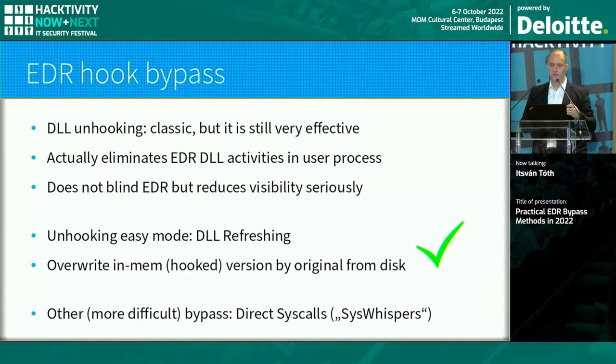Overwrite the in-memory hooked version with the original disk version. So if ntdll.dll is hooked, you have to do very easy stuff. Just read the ntdll from the disk. This is the original version. This is unhooked. And replace the code section in the user process with this original one.